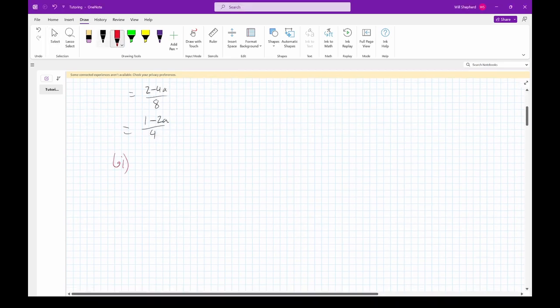Next, moving on to B1 here. We have a third, or an Irishman's second favorite fraction, right? A third. And that's 1/3 plus 2 over a.